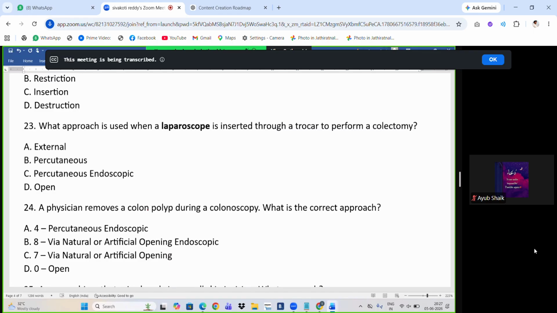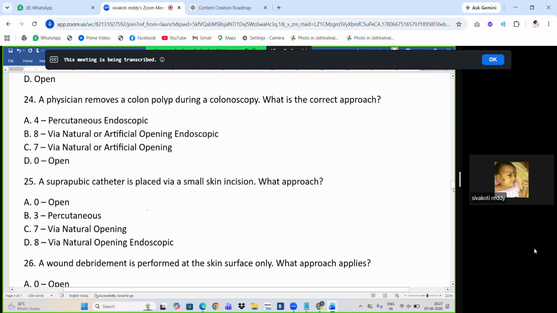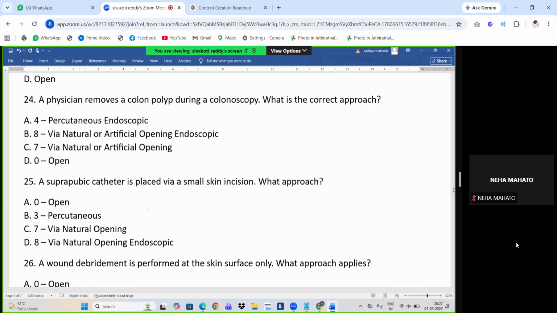Option C. Option C. 24, 25. Option B. 25. B. Option B. 26.